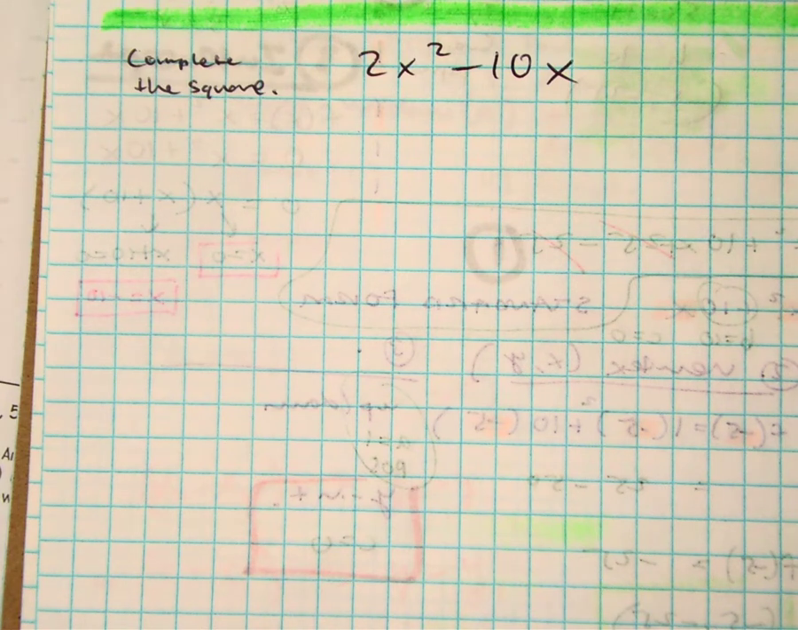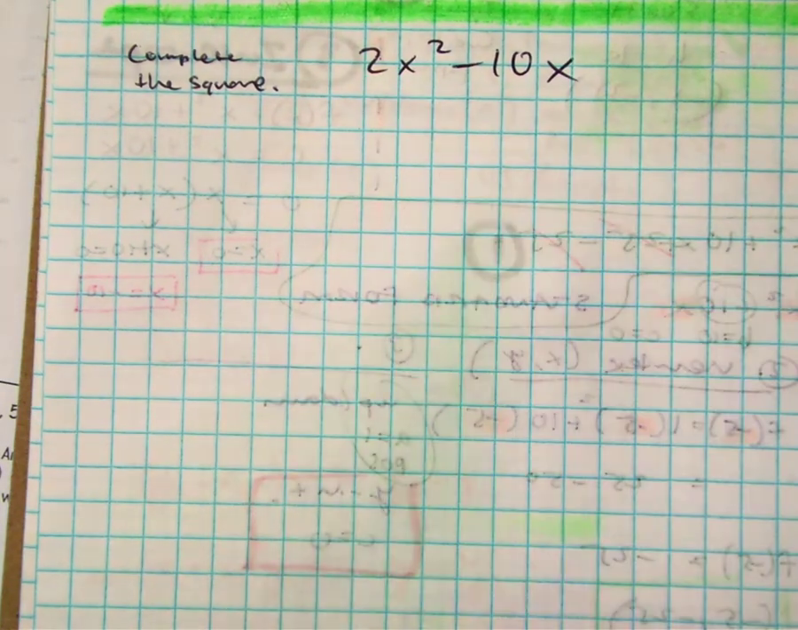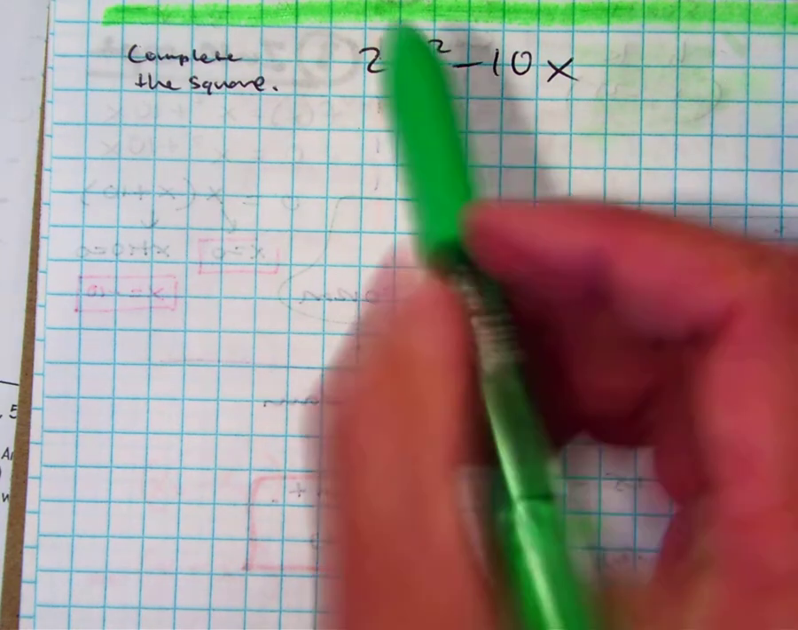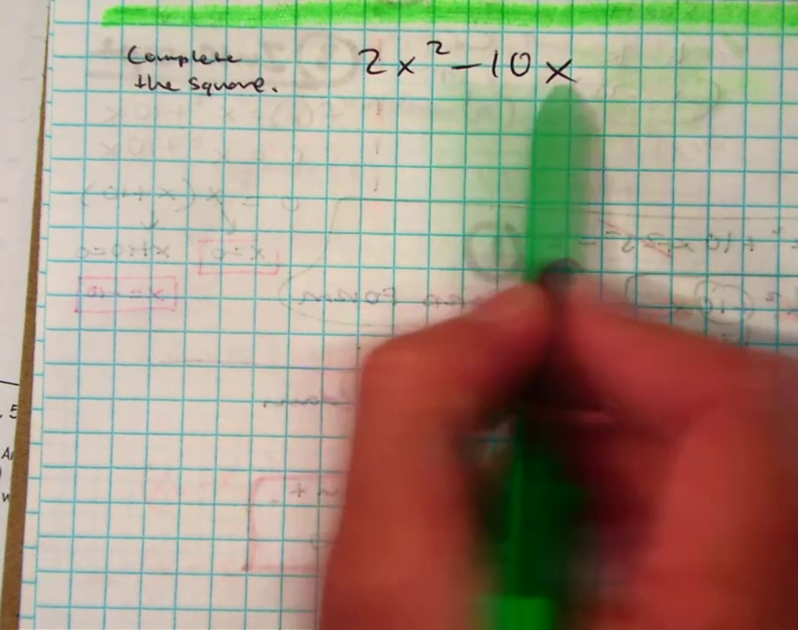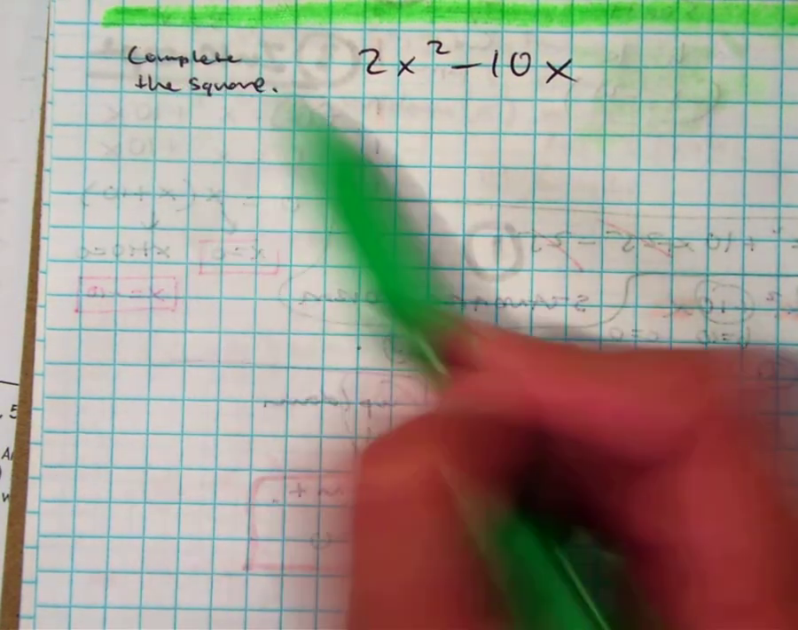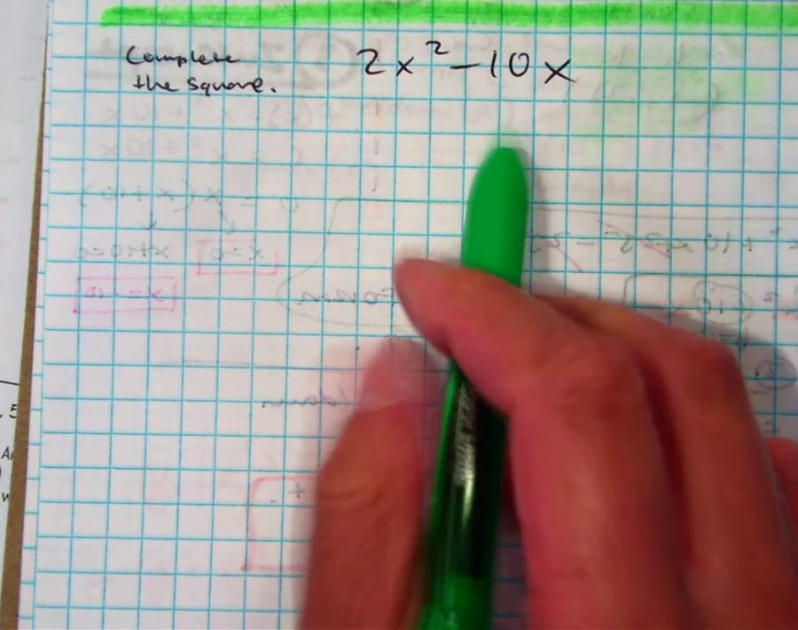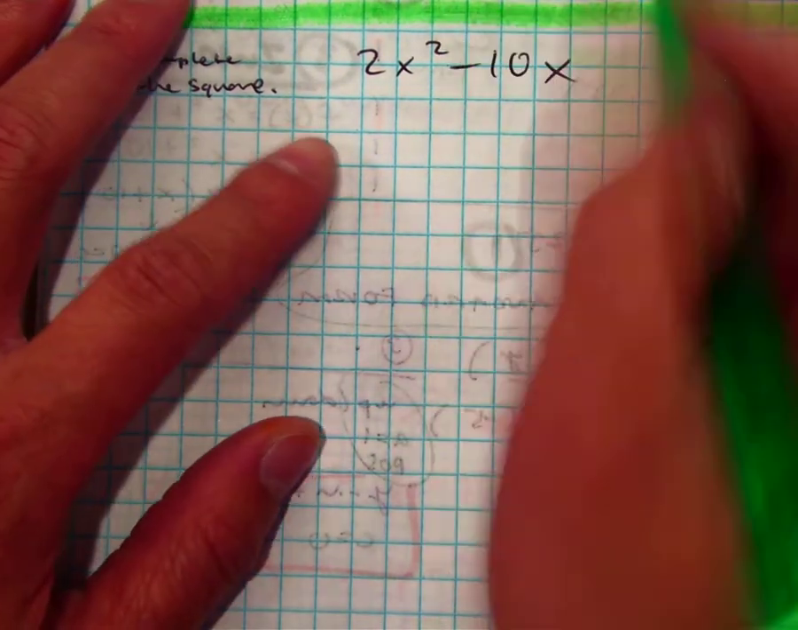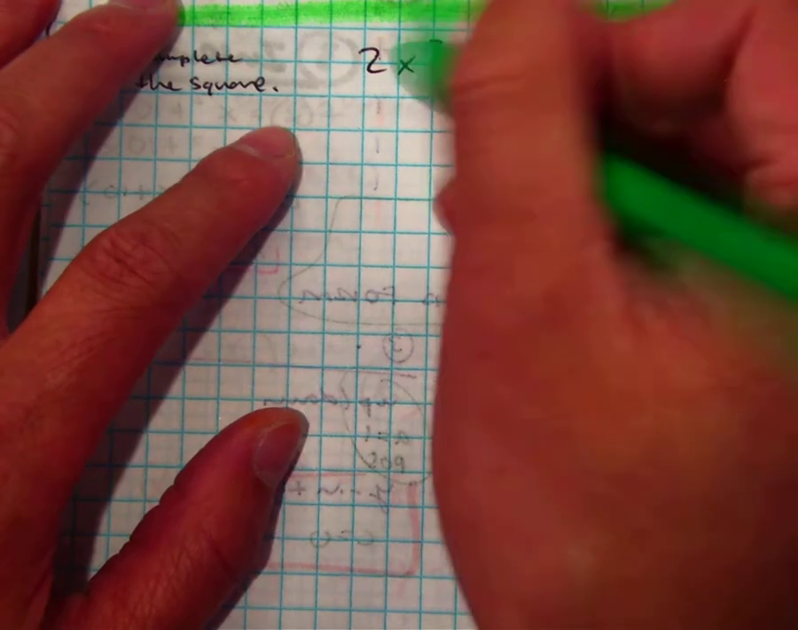Alright, so here I have a problem. It says complete the square. I have 2x squared minus 10x, and the purpose of us doing this problem is to go from standard form to complete the square to get vertex form, so it's really easy to graph.